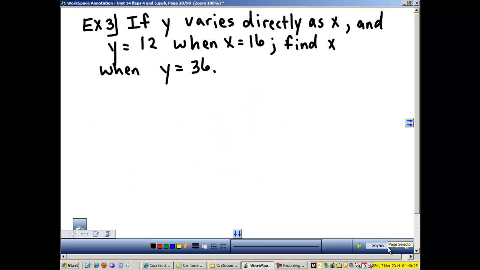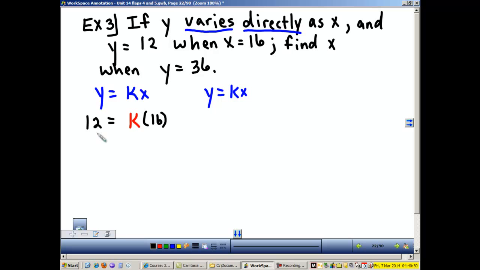Example 3. If y varies directly as x and y is equal to 12 when x is equal to 16, find x when y is equal to 36. Again, our key words here are varies directly. So we want to write down the equation y equals kx twice. On the left side, fill in what we know. We know y is 12 and x is 16. What we need to find is our constant of variation so that we can plug it in on this side and solve for x. Divide both sides by 16 gives us k equals 3/4.